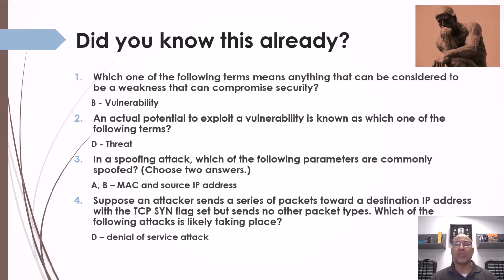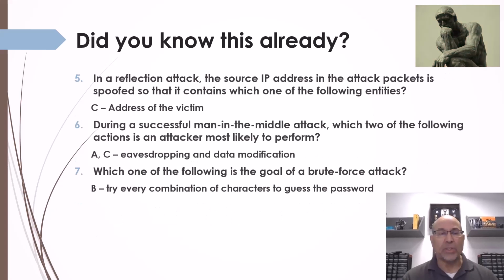In a spoofing attack, which of the following parameters are commonly spoofed? MAC addresses and source IP addresses are the most commonly spoofed items. Question number 4. Suppose an attacker sends a series of packets towards a destination address with a TCP SYN flag set, but no other packet types. Which of the following attacks is likely taking place? Well, this is the one that we talked about. This is a denial of service that's taking advantage of the TCP handshake behavior. Question number 5. In a reflection attack, the source IP address in the attack packets is spoofed so that it contains which one of the following entities?